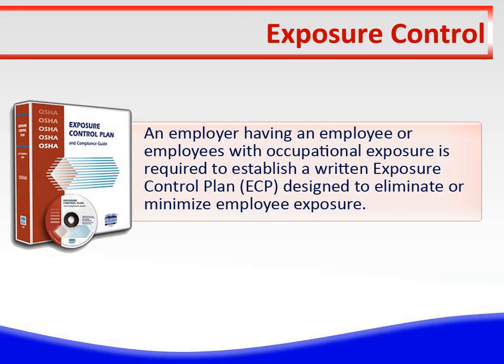Occupational exposure means reasonably anticipated skin, eye, mucous membrane, or parenteral contact with blood or other potentially infectious materials that may result from the performance of an employee's duties. OSHA requires employers to develop a written exposure control plan to explain how they will comply with the bloodborne pathogen standard, provide training to employees, and protect the health and safety of their workers.